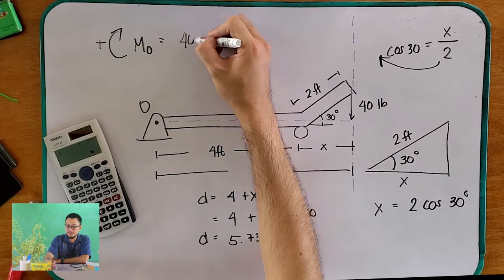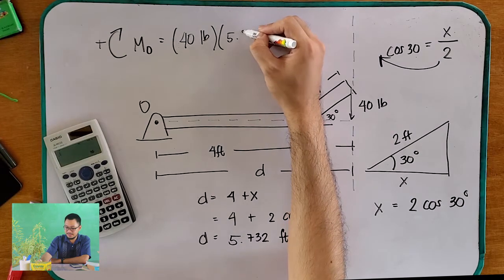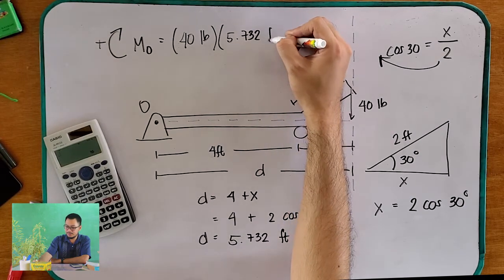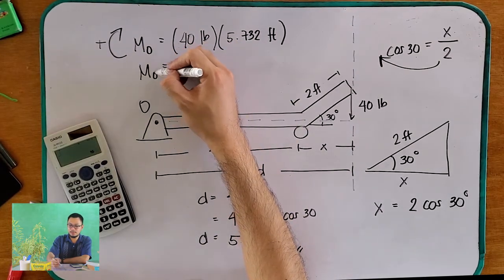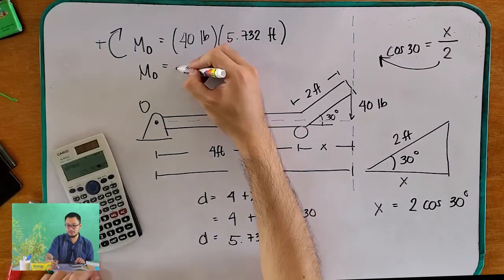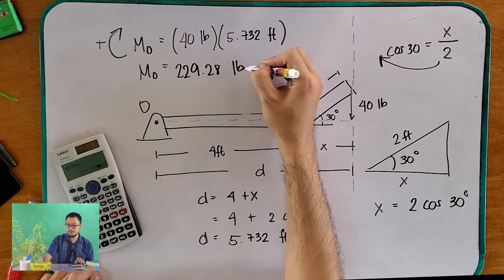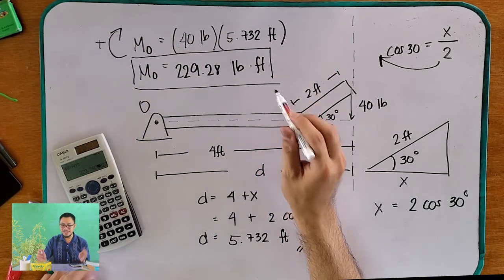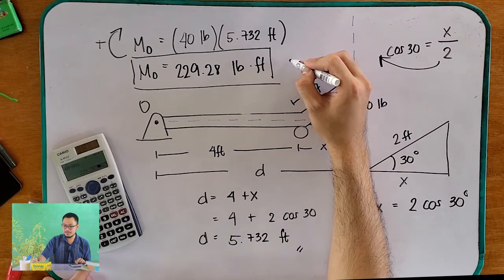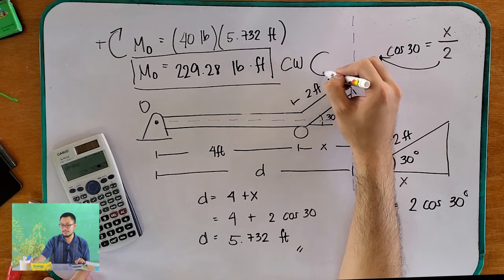So, this is positive. So, 40 pounds times your perpendicular distance of 5.732 feet. And therefore, your moment about point O is 229.28 pound foot. This is still a scalar, not yet a vector, because we don't have a direction yet, so your direction is clockwise. Or, you can just state the direction like that.